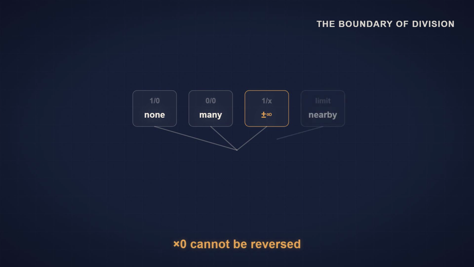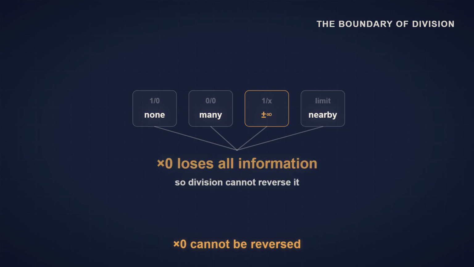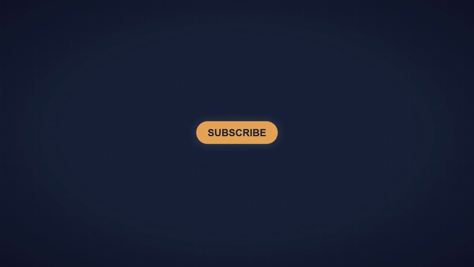Division by 0 is not a mysterious exception pasted onto arithmetic. It is the exact boundary where multiplication loses all information, and an inverse operation has nothing left to recover. You cannot divide by 0 because division must reverse multiplication, and multiplying by 0 erases the number you would need to recover.